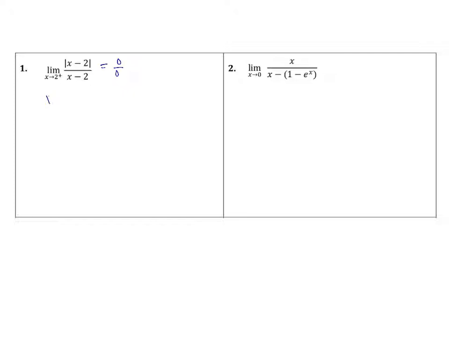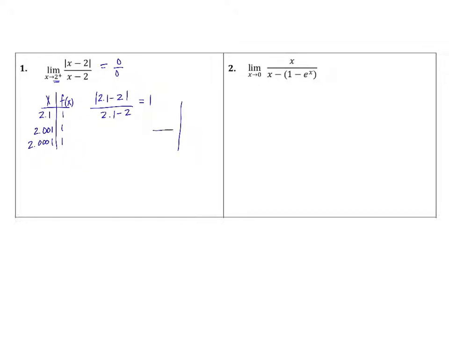However, what we can do is look at a chart, and if we're approaching 2 from the right, then what we can do is substitute in maybe something a little bit bigger than 2, and we do that. We have the absolute value of 2.1 minus 2 over 2.1 minus 2, and that's going to give us 1. And if we continue this, we're going to see that we will always generate a positive 1 with this.